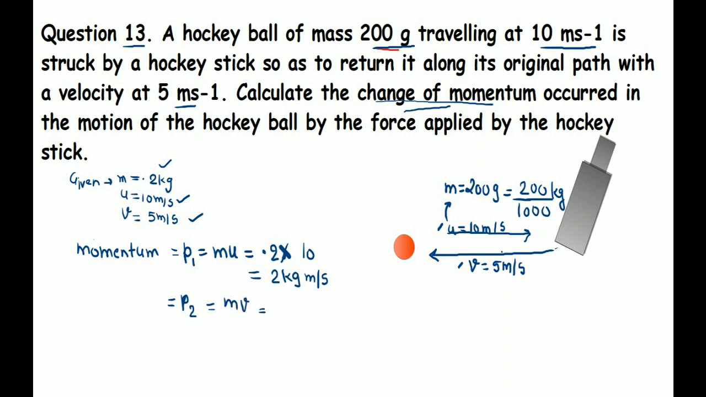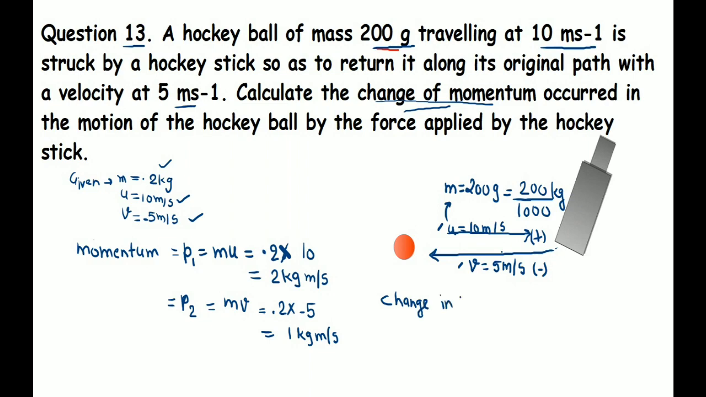Now we can find the second momentum as well. After the ball strikes the bat, it will be equal to mass into its final velocity, that is 0.2 into, this time, 5. Now 5 twos are 10, and placing the decimal at its right place, it will become only 1, correct? Now one more thing, here the ball's direction is opposite to the initial direction of the ball. So we can place a negative sign in front of v, correct?